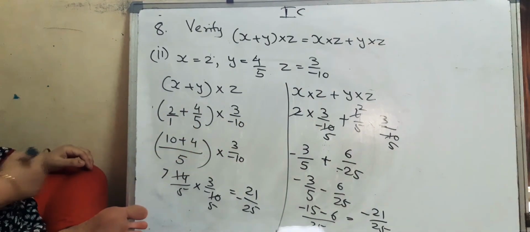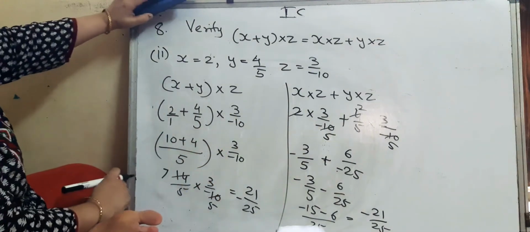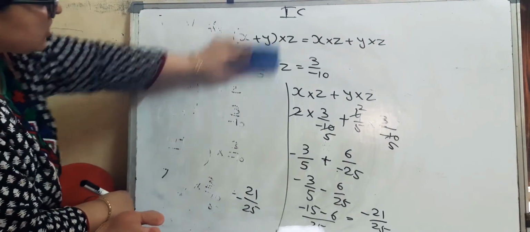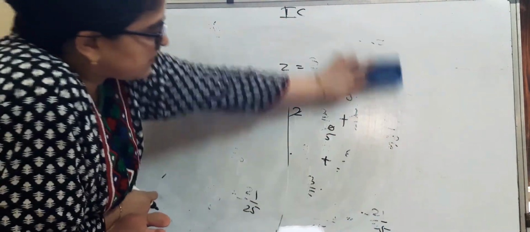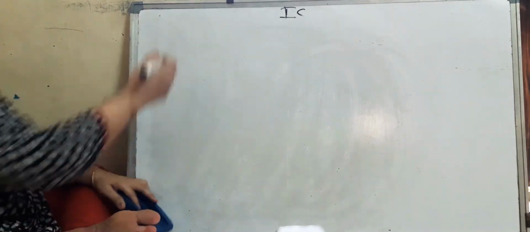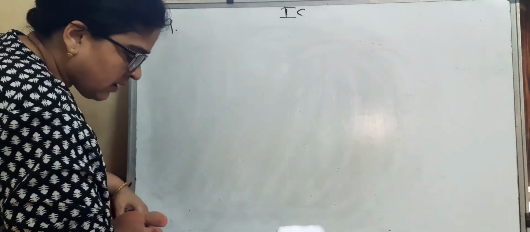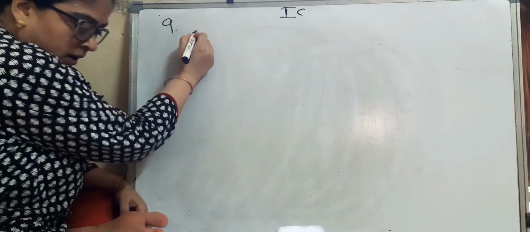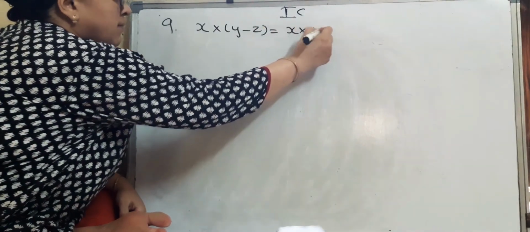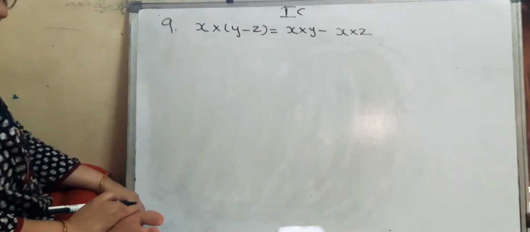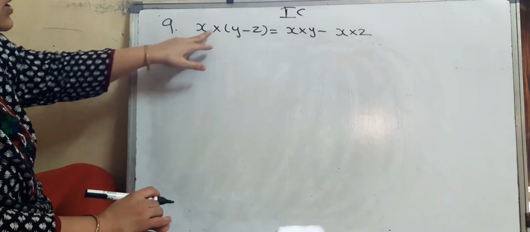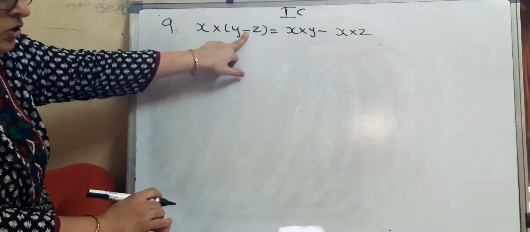Both LHS and RHS are equal. Now 8th question is completed. Now move on to 9th question. Ninth sum. Verify first of all x multiplied by y minus z is equal to x into y minus x into z. Previously we have done the distributive property over addition. Now this is the distributive property over subtraction.